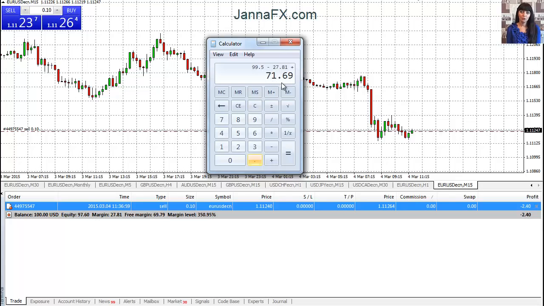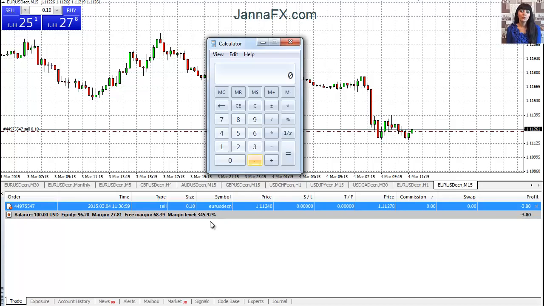But we know that we still have $70 left, and so we want to sell more. And how much more can we sell? Again, we know that for trading one mini lot we need $27, so we can sell more, and another mini lot, and another mini lot, and maybe even possibly another mini lot, and we will see what is going to happen. So we have also here, as you can see, there is a margin level which is very high right now, 349.51%.